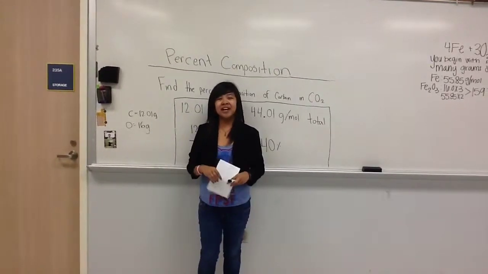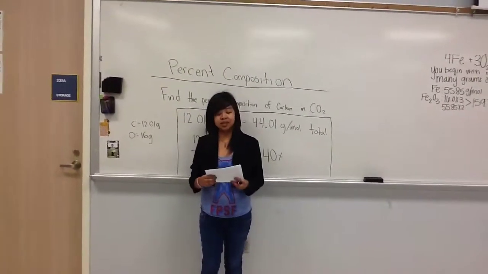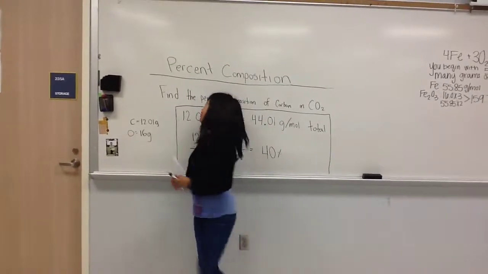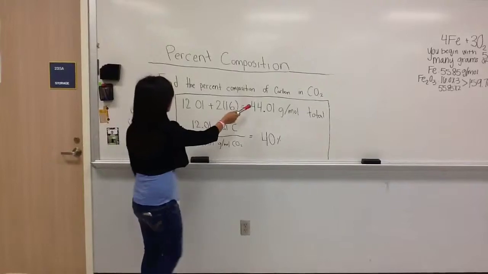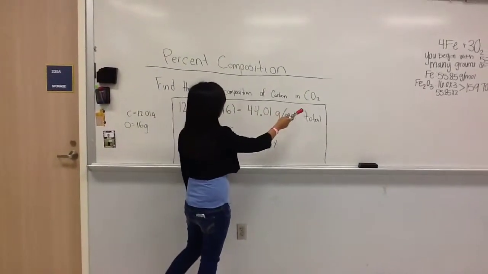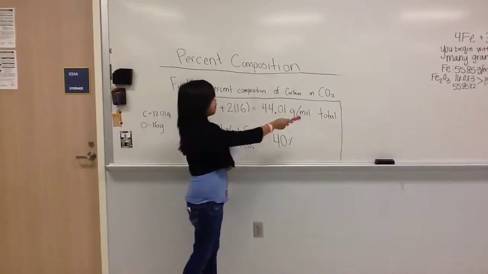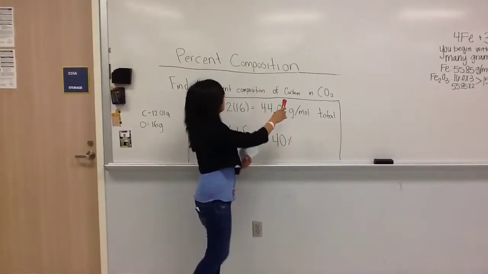Hi, I'm Christina, and I will be explaining percent composition. Percent composition is the percent by mass of each element in a compound. So an example problem is find the percent composition of carbon in carbon dioxide. What it's asking is how much of carbon dioxide is made up of carbon.